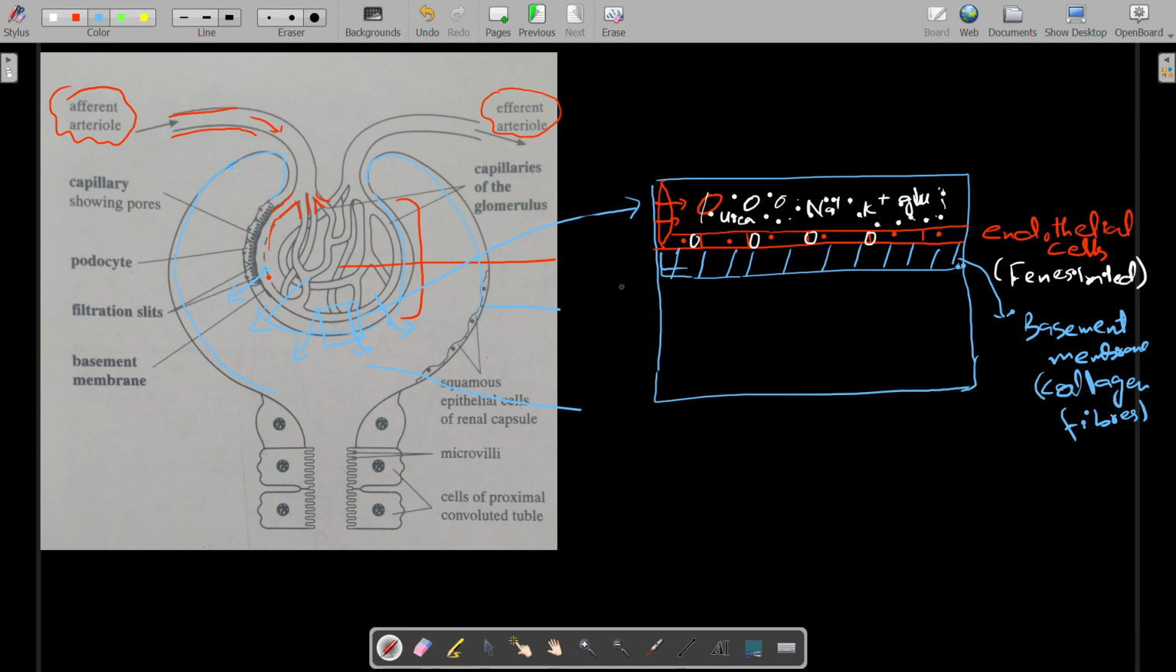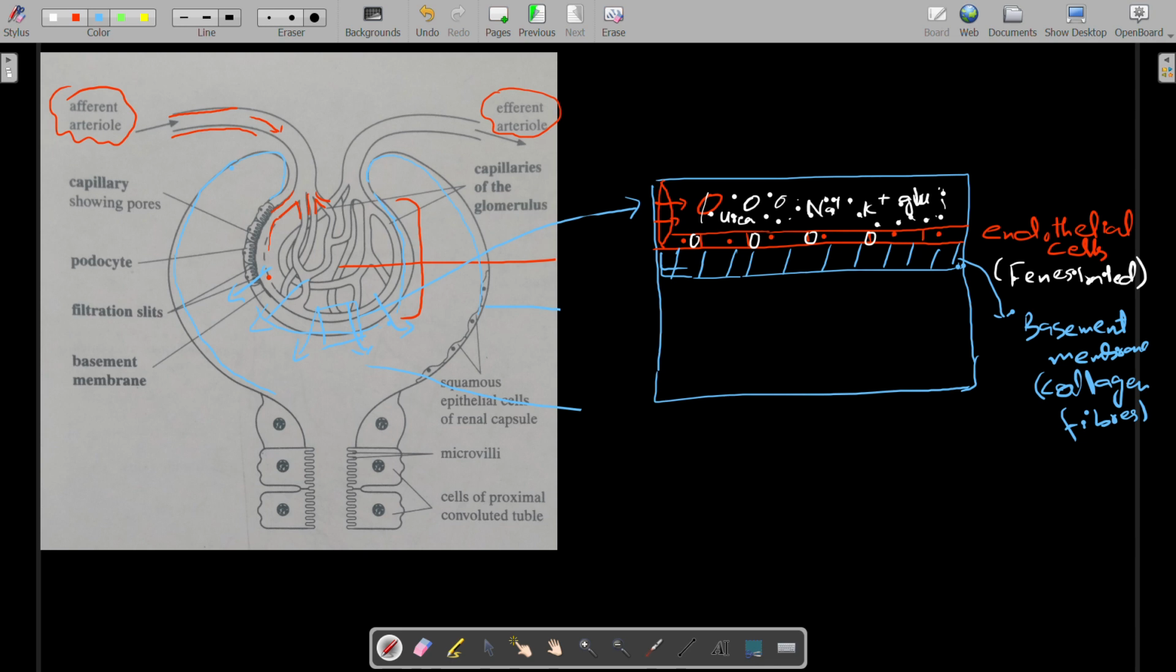Now see, if proteins leak out through these pores in the endothelium, but the basement membrane, this mesh over here, doesn't allow them to pass through, so they cannot make it. If they make it through these fenestrations, these pores in the endothelium, but don't make it through this basement membrane, you won't find any proteins in the filtrate that is leaking out.